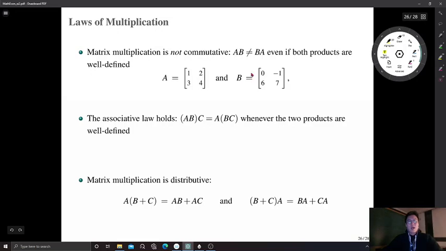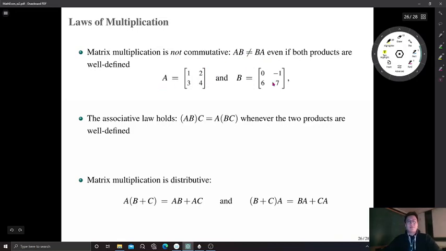All right, so we can easily figure out some laws of multiplication. Matrix multiplication is not commutative. If we change the order, then we end up with different outcomes. So AB is not equal to BA. We have seen one example before. AB was well defined, but BA may not be defined. But even if both products are well defined, we may still have two different products.